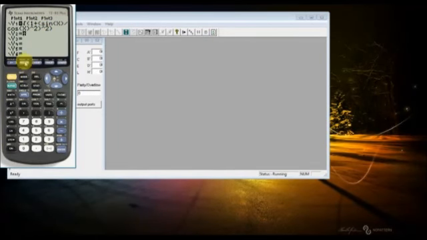Anyways, when you go to table set, make sure that you have it on ask, and then go to your table, and then you're allowed to type in all the ones you want. So let's do pi over 24. Alright, and you get 1.0088. And then do 3 pi over 24. Okay, and then 5 pi over 24.